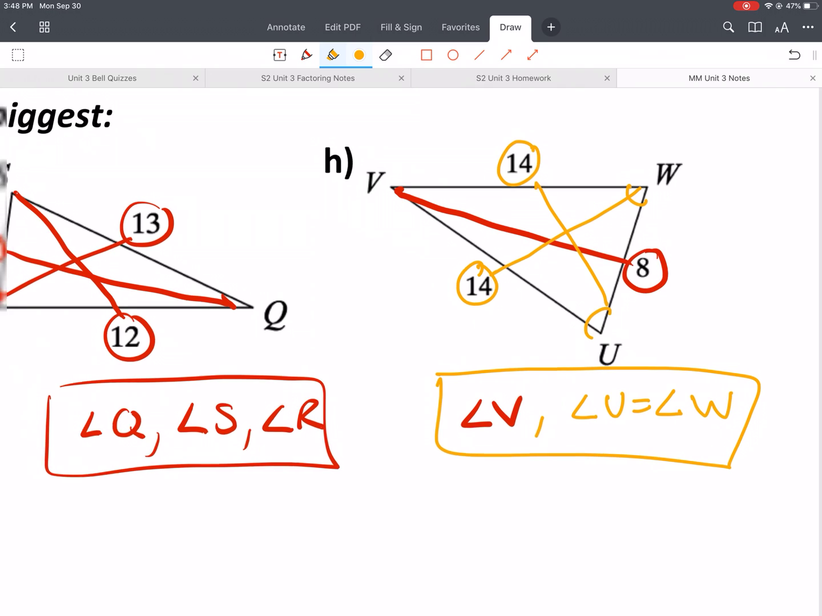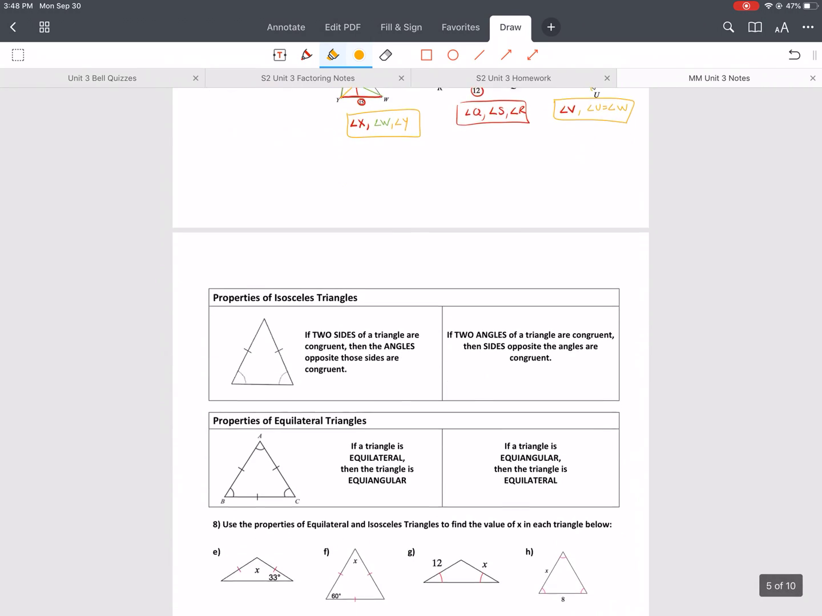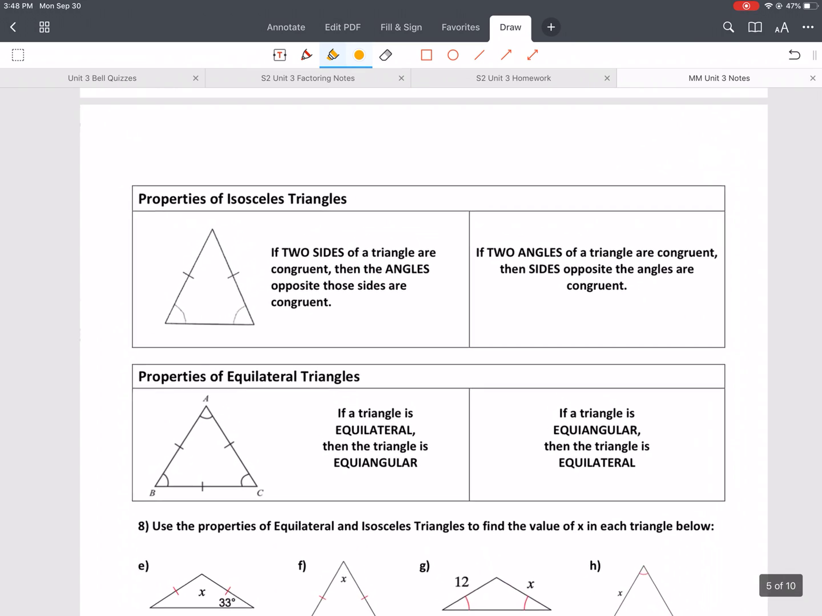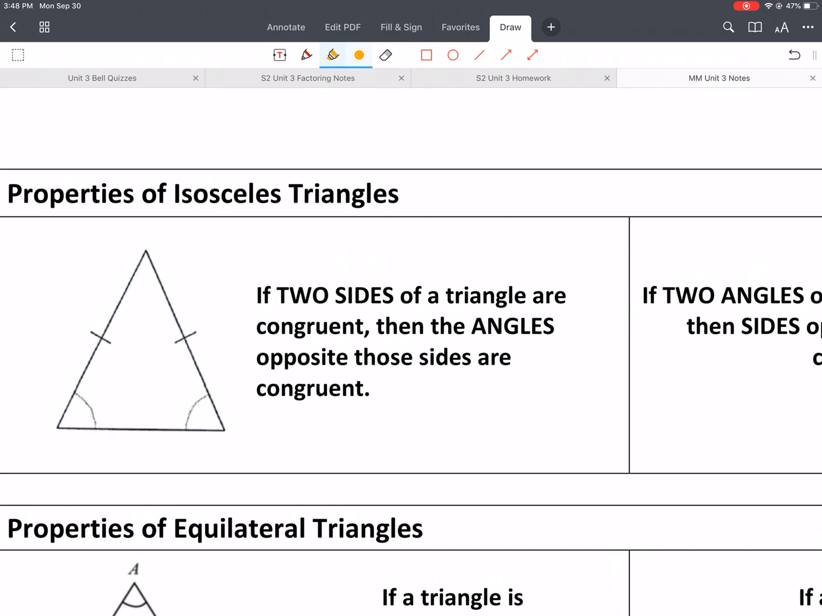All right, so hopefully you feel good about that. If you have questions, let me know. Last page, we're going to talk about properties of isosceles triangles and equilateral triangles. It says if two sides of a triangle are congruent, and congruent basically means the same as equal, then the angles opposite of those sides are also congruent.